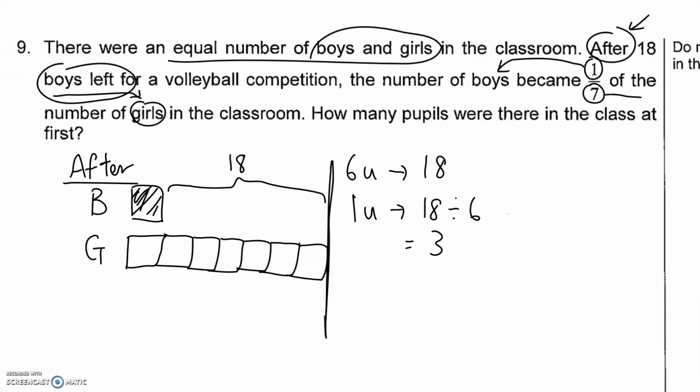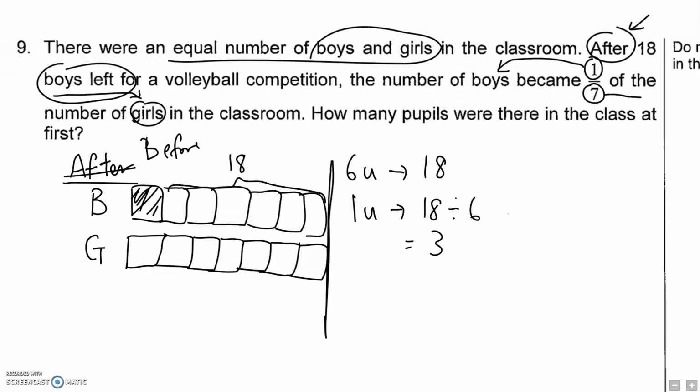How many pupils were there in the class at first? Now, this is what happens after. Before that, before the boys left, we're going to change this to "before". Before the boys left, there were altogether the same number of boys, same number of girls.